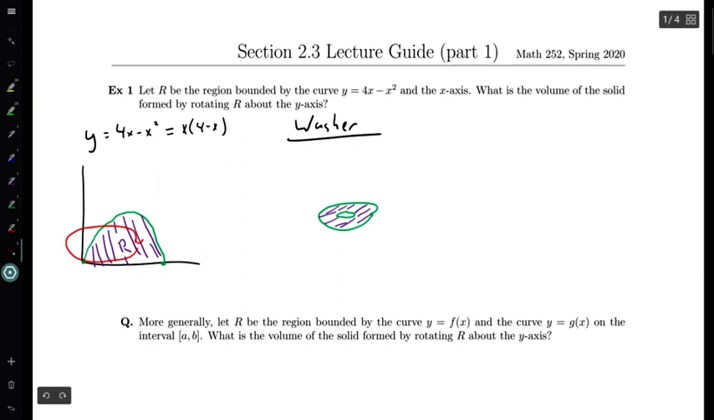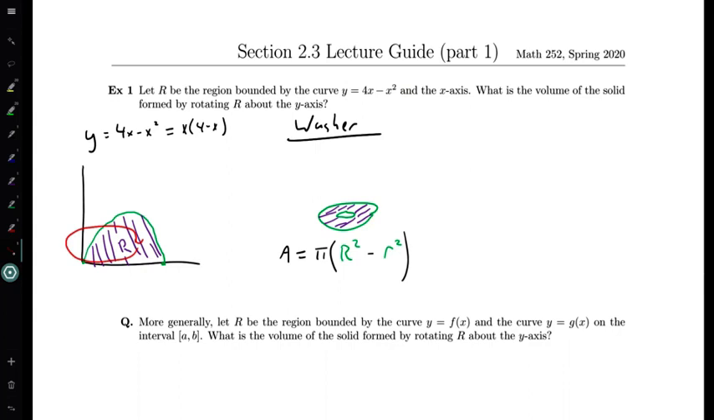The problem that we're running into is that if I want to compute the volume of this, I know generally that the area of this washer here, I know that its surface area is given by pi times its outer radius squared minus its inner radius squared. But the outer radius and the inner radius here are given by the same equation. They're both given by this y equals 4x minus x squared equation.